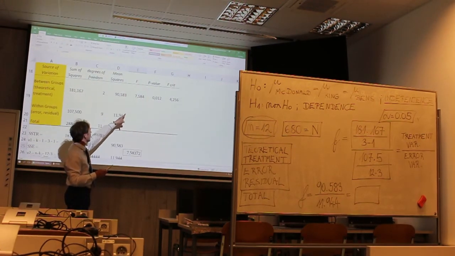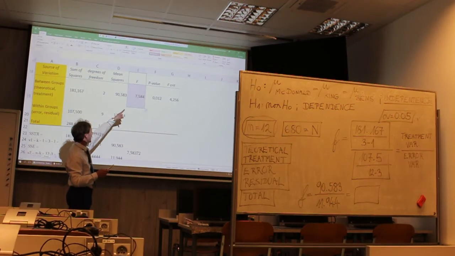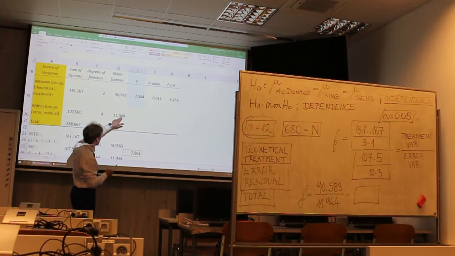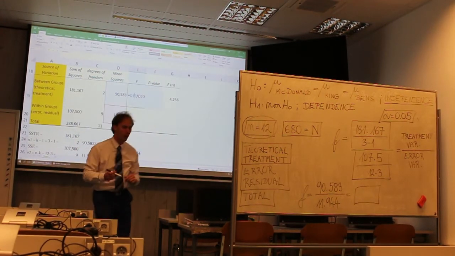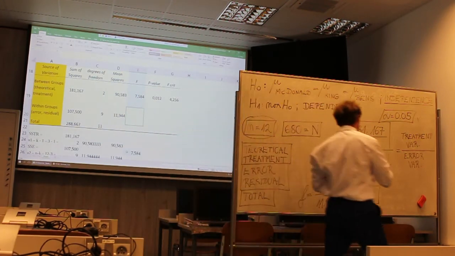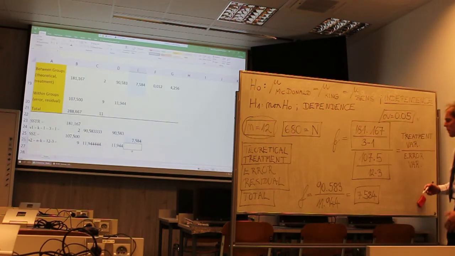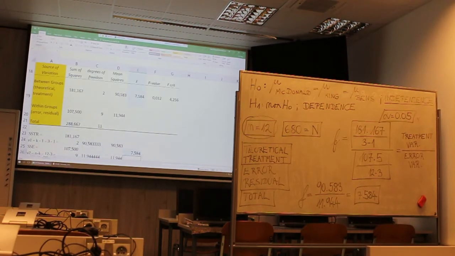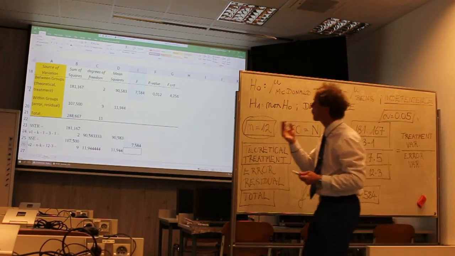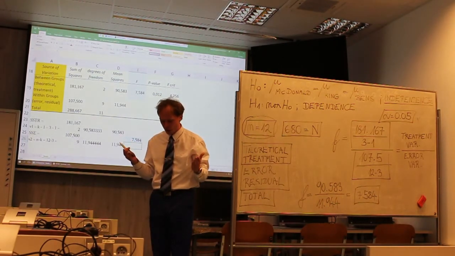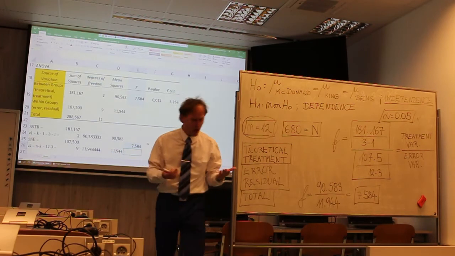Final value is this value in the column of F-statistic, F, 7.584. 90.583 divided by 11.944 is 7.584. Okay, we used only sums of squares for the calculation of effect size.